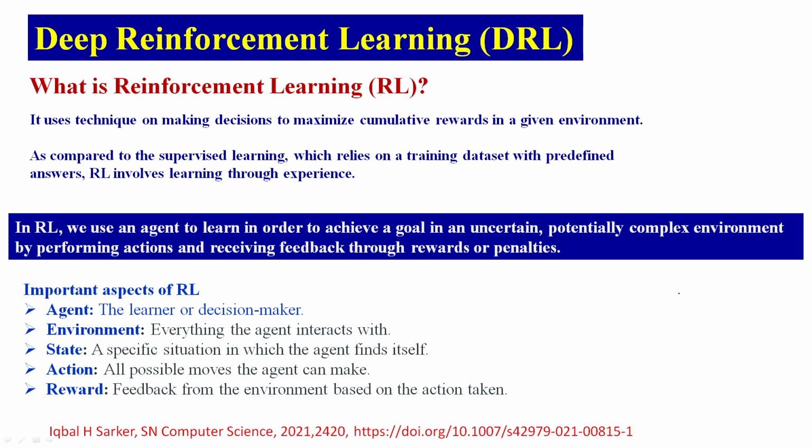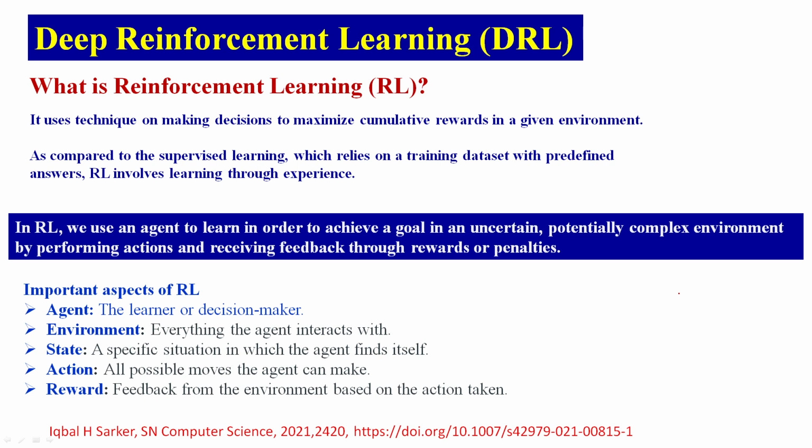And why do you do that? Because you want to achieve a goal in an uncertain and potentially complex environment. And how do we do that? It performs actions and then receives feedback through rewards or penalties. So, this agent will perform certain actions and it will receive some feedback. Feedback may be either rewards or penalties. That is how it will learn. So, the agent is going to learn, and this is possible in an unknown territory or unknown environment, where the agent may fail in some experiments and may succeed in some experiments. That is why it is called maximize the cumulative rewards in a given environment. These techniques allow us to make decisions to do that.